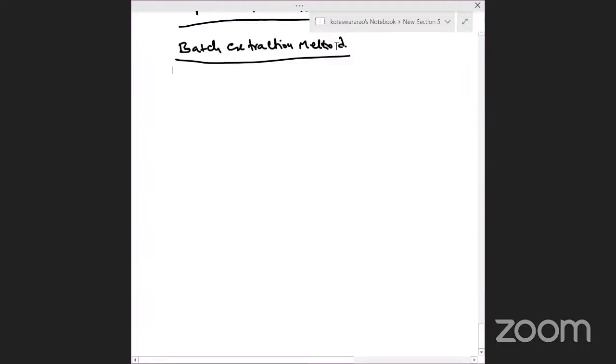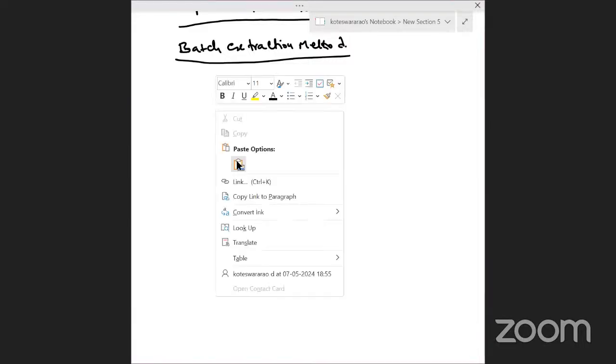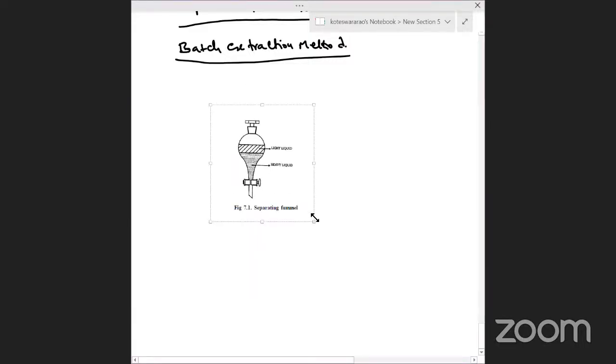Now, what are the important points here? You need to remember, this method is used for extracting solute with a large distribution coefficient in the extracting solvent. Generally, the apparatus used for this extraction is the separating funnel. In the batch extraction of liquids, we generally use the separating funnel. Right. This is the separating funnel.